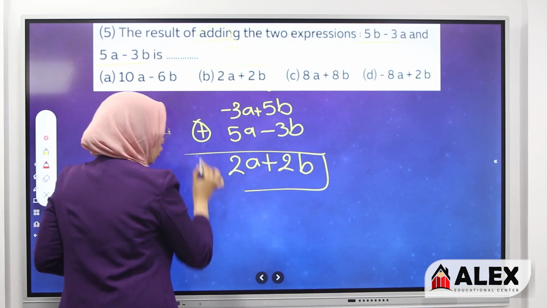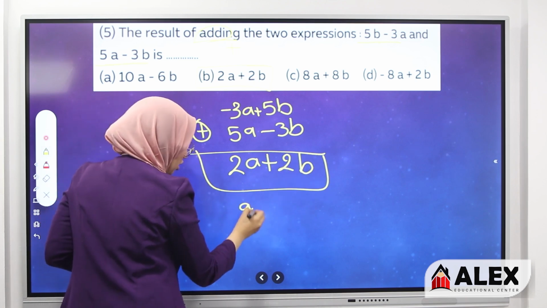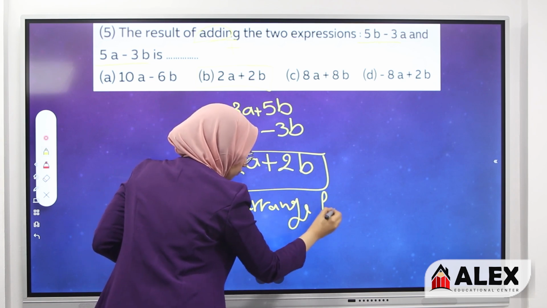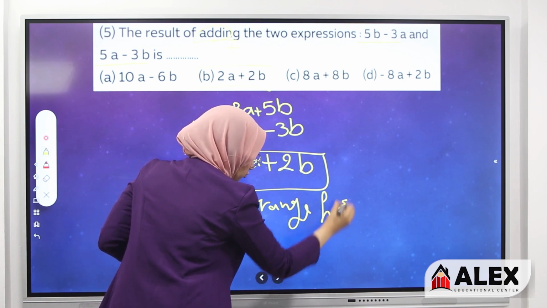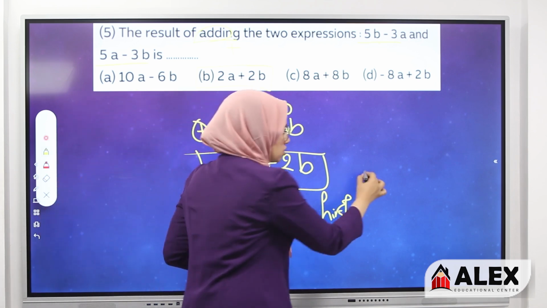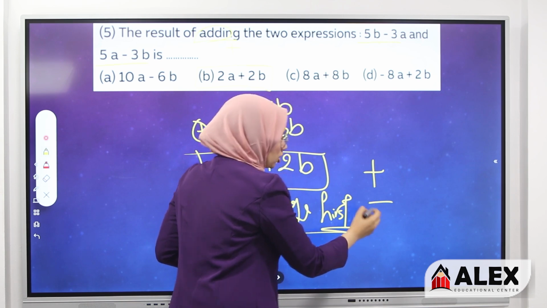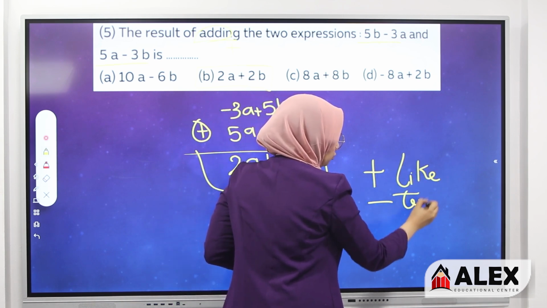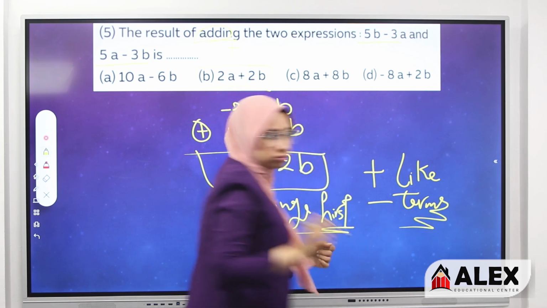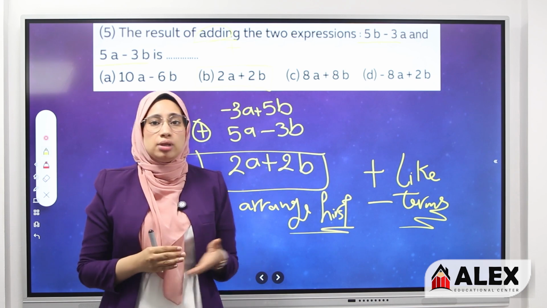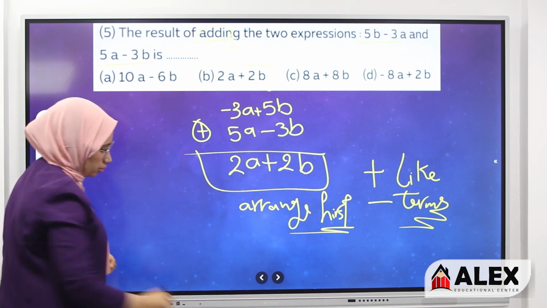Okay, don't forget to arrange first. Why? Because when I do plus or adding or subtraction, I must have like terms. So A with A, B with B. It is never possible to do A with B. Okay.